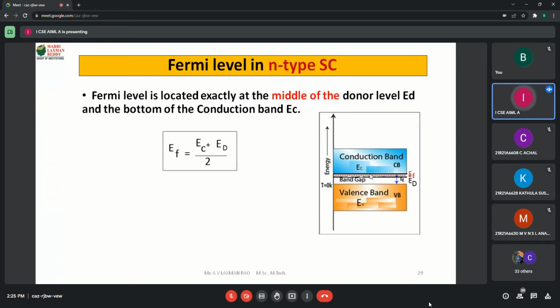Okay. So in n-type semiconducting materials, where is that Fermi energy level? It is exactly in the middle of these two, no? So Ec plus Ed by 2. Simply we can write it like this. The by 2 stands for the middle position. This energy plus this energy divided by 2 will give the exact middle value. That's why we write it like this.